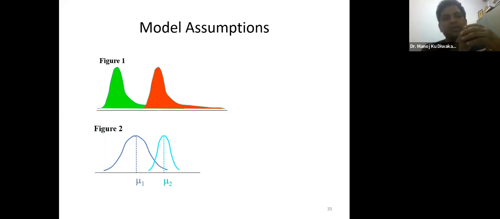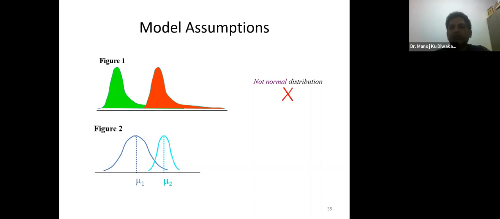Now we will come to the assumption part. As you can see, figure 1 is clearly not normally distributed, but figure 2 is normally distributed, with mean values mu1 and mu2. But if you look at the variances, what is the variability between these two distributions?